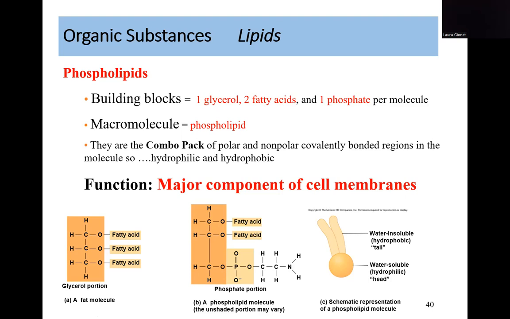And we're going to substitute a phosphate group, which is called a PO4 group. All right, that phosphate group is polar covalently bonded. The glycerol and 2 fatty acids are non-polar covalently bonded. All right, so the building blocks are 1 glycerol, 2 fatty acids, 1 phosphate group, and the macromolecule is called a phospholipid. So I say here, they are the combo pack of polar and non-polar covalently bonded regions in the molecule.